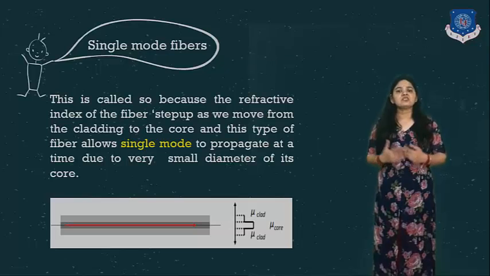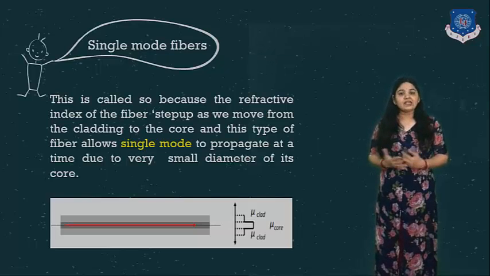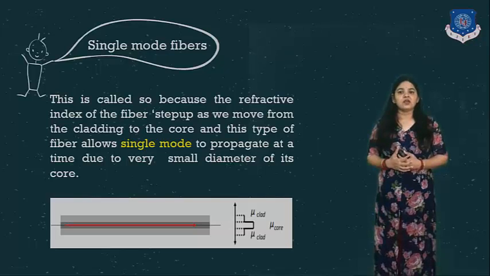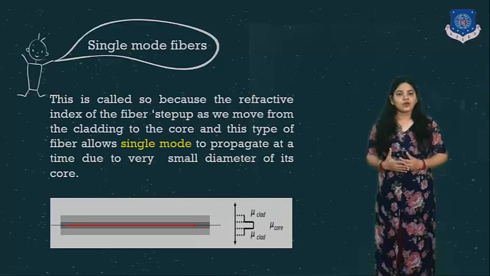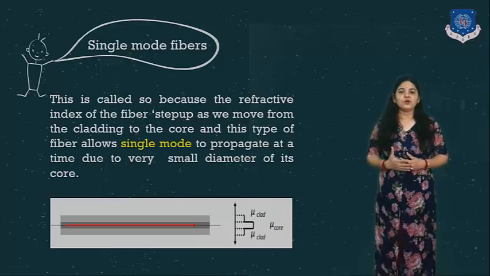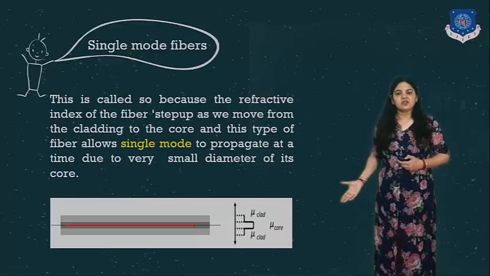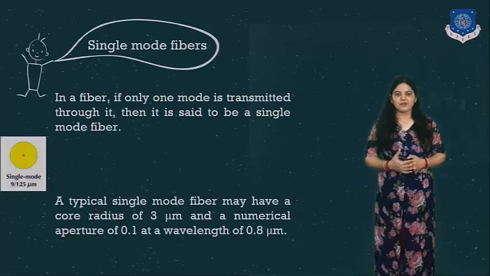First of all, about the single mode fiber. Why is it known as single? Because the refractive index of the fiber steps up as we move from the cladding to the core, and that is why only a single mode propagates at a time, due to the very small diameter of its core. Here you can see the small diameter of the core compared to the cladding of the fiber.